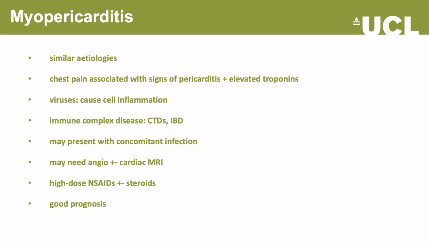So myopericarditis has similar etiologies to pericarditis. Your chest pain is associated with signs of pericarditis, and often you'll have an elevated troponin level. In viruses, you get cellular inflammation, and you can also get immune complex disease such as connective tissue diseases and inflammatory bowel disease. You may also present with concomitant infection, and the patient may need angio plus or minus a cardiac MRI. Treatment is with high-dose steroids and non-steroidals, and usually the patients have a good prognosis.